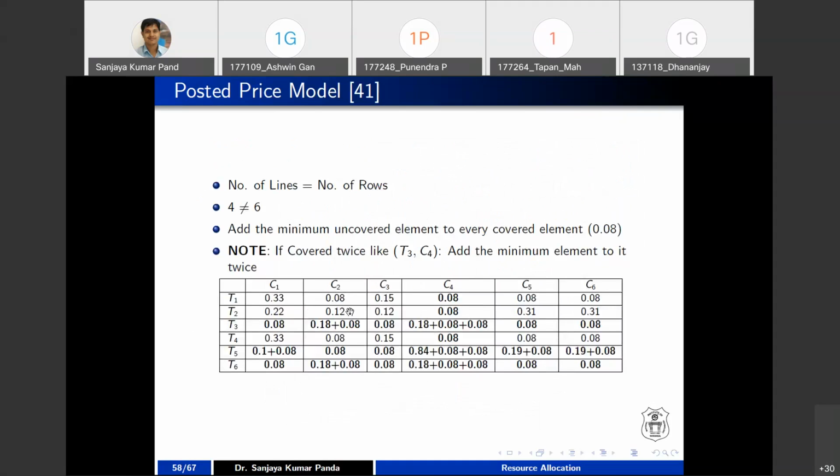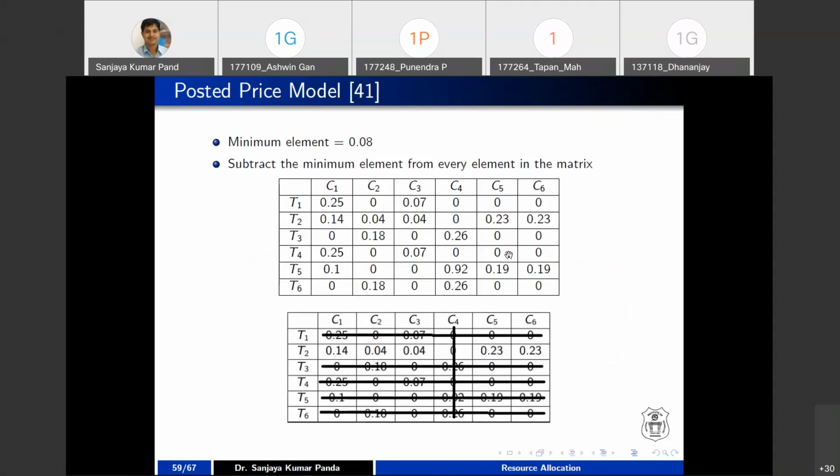What you have to do? You have to subtract this minimum element 0.08 from all the values. If you subtract, then you will get this value. After finding the minimum element, that is 0.08, you have to subtract it from every element in the matrix. Once you have done this, you have to again put lines to check whether the number of lines is equal to the number of rows.